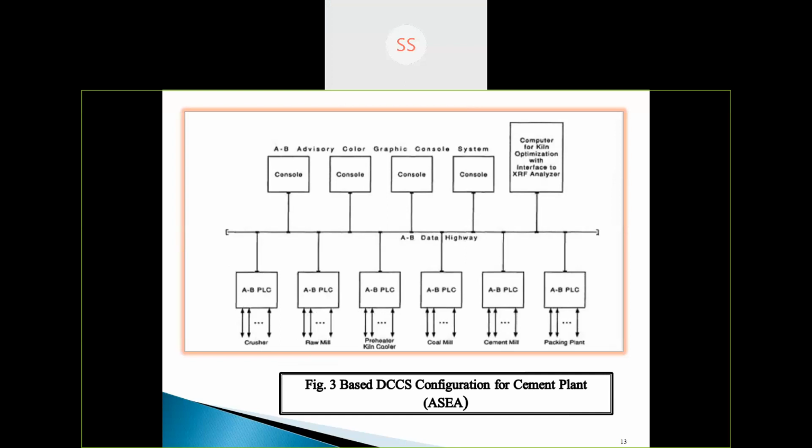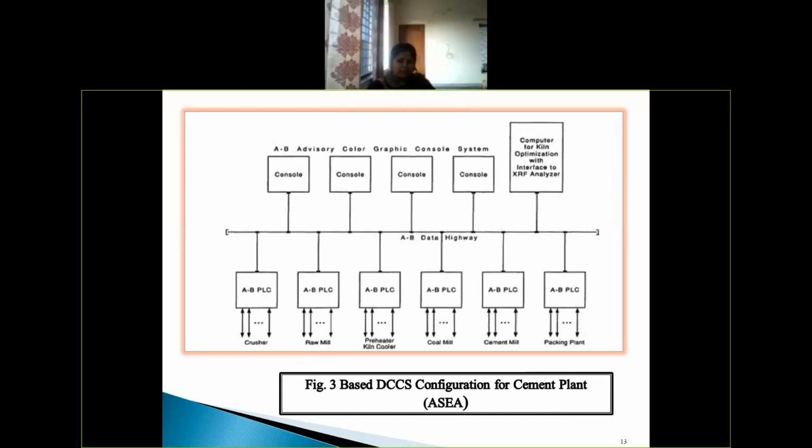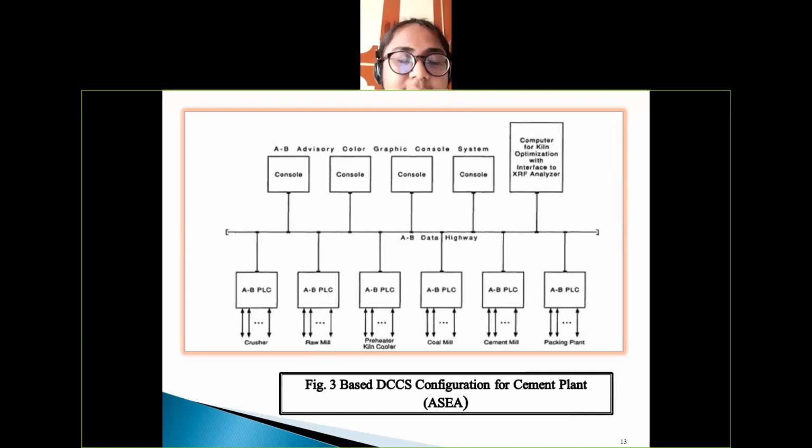The figure, PC based DCS configuration for cement plant, shows a DCS for a large cement plant implementation using programmable controllers by ASEA. ASEA is a Swedish industrial company. As shown in the figure, the control system is divided into various autonomous control blocks, each of which is assigned to a sub-process.